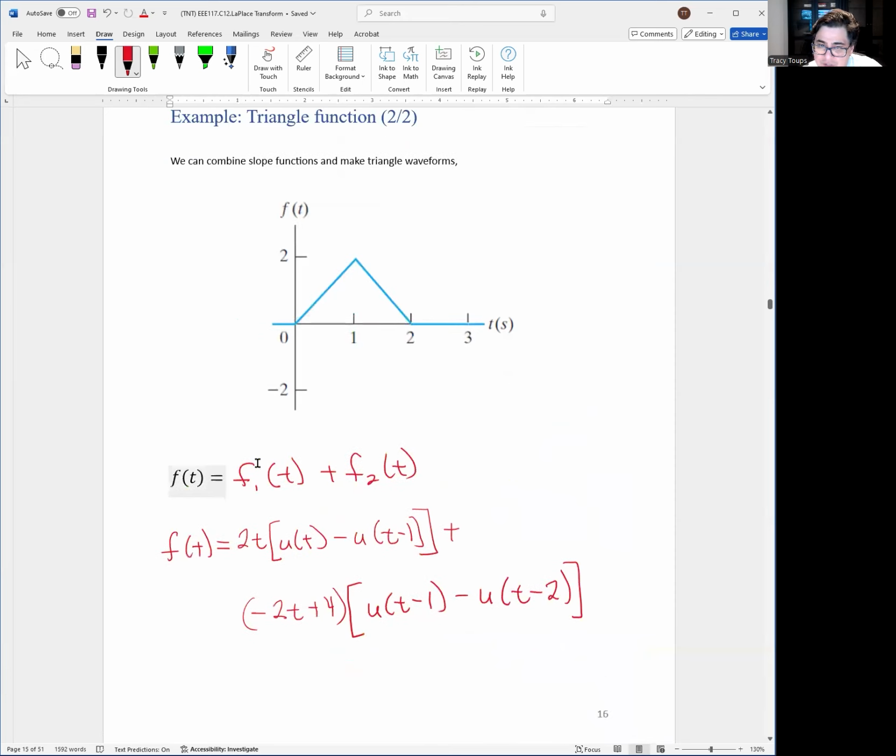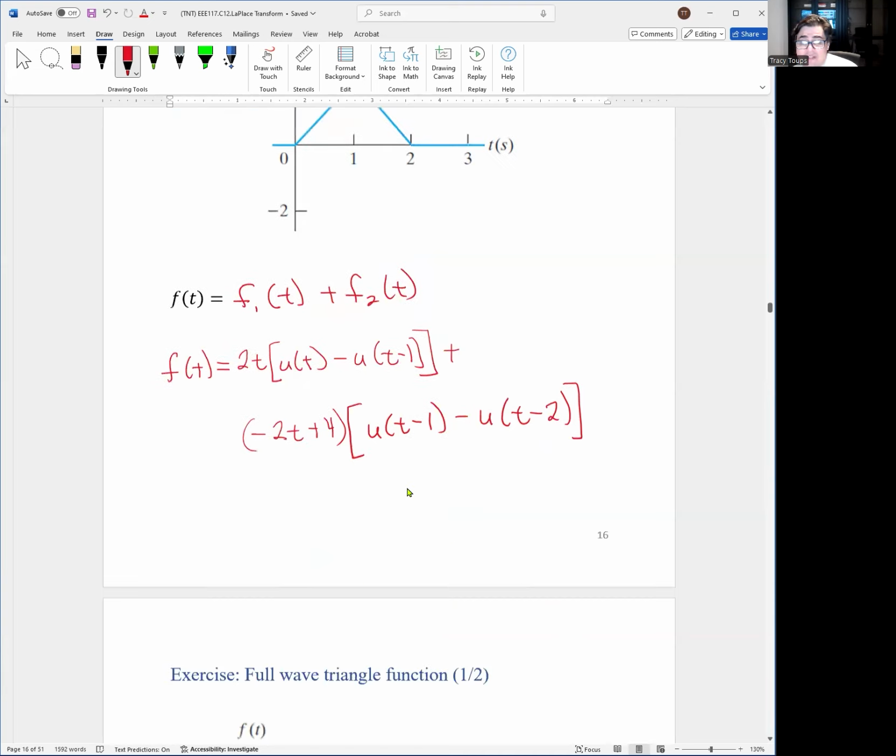So f of t is just a function of the first window plus a function of the second window, f1 of t plus f2 of t. Add them together, you have 2t, open bracket, u of t minus 1, close bracket, plus the second function, -2t plus 4, open bracket, u of t minus 1 minus u of t minus 2, close bracket. Okay? And this, we're done. This is the exact mathematical definition of that single triangle waveform. Okay?